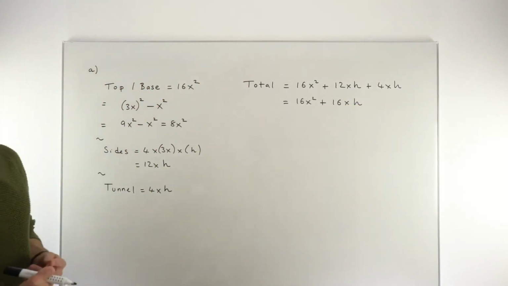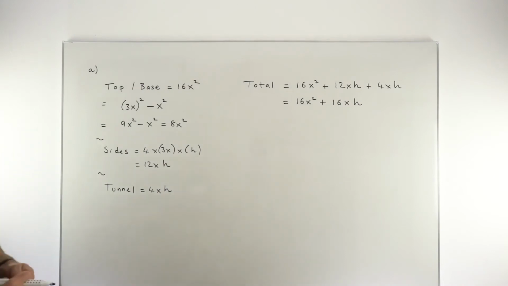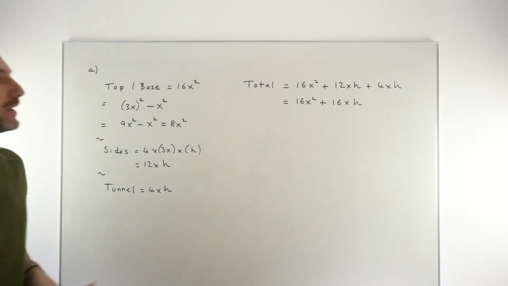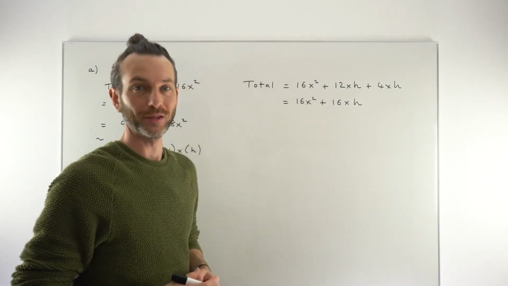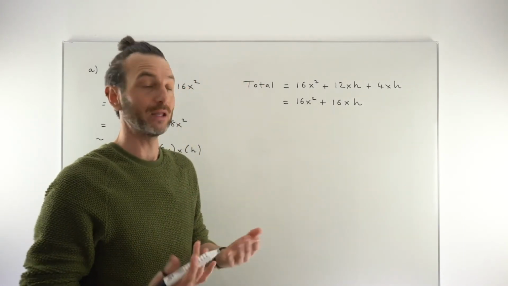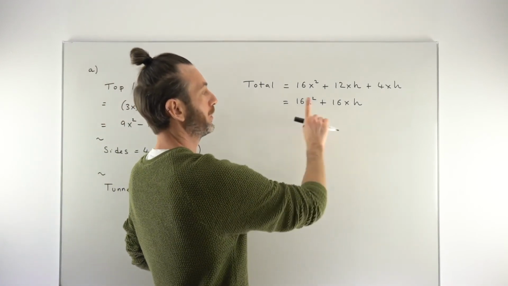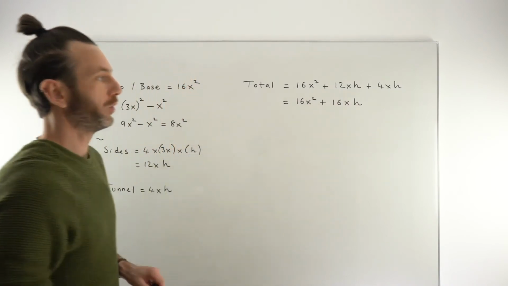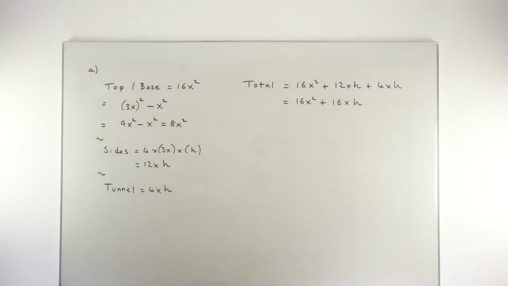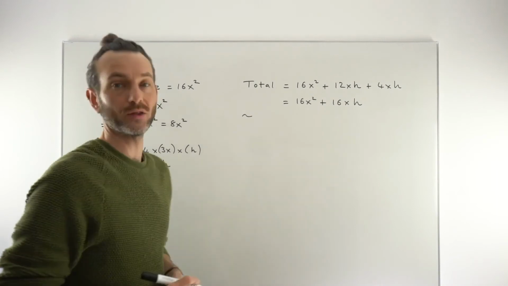Now that's pretty close to the formula, but if you look at the formula, it's got the 16x squared term, but it doesn't have this second term, and that's always pretty much what happens in these optimization part A questions where you're making the formula. This is a function of 2 variables. We only want it to be a function of 1 variable, x, so we need to somehow get rid of that h term. So that's going to be our challenge now, and that's always to do with the additional information that's given in the question, which in this case is to do with volume.